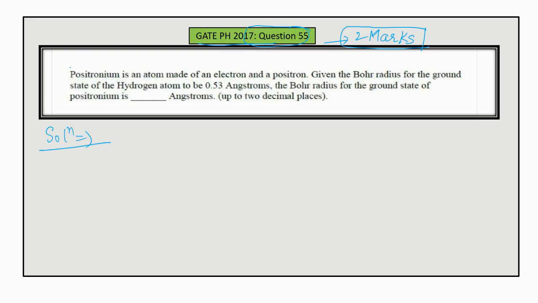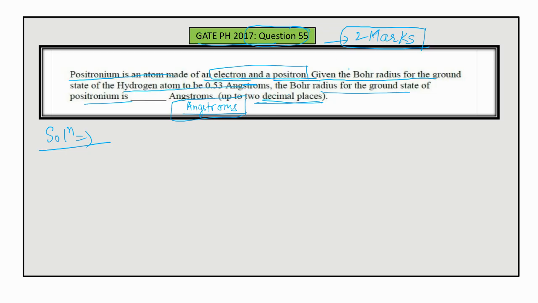In this question, it is given positronium is an atom made up of an electron and a positron. Given the Bohr radius for the ground state of hydrogen to be this, you have to find out the Bohr radius for the ground state of positronium in angstrom unit up to 2 decimal places.